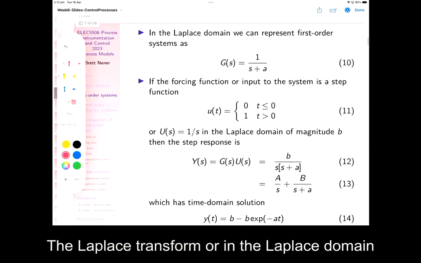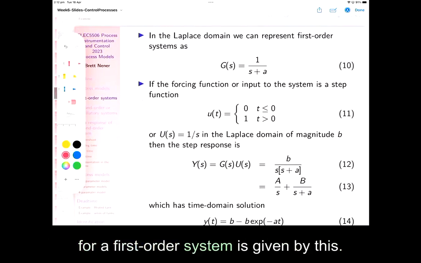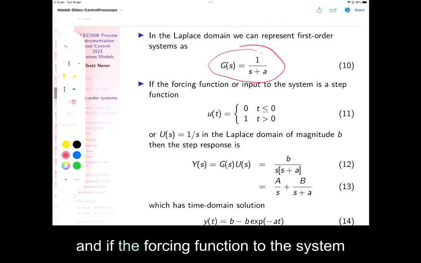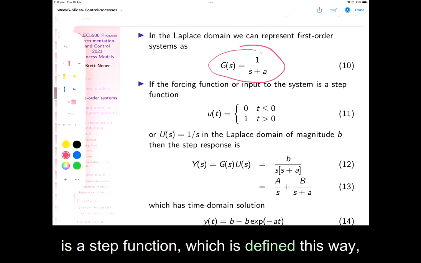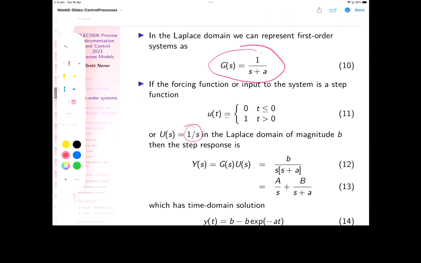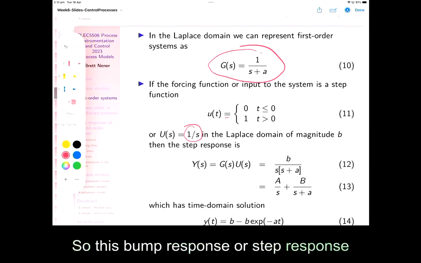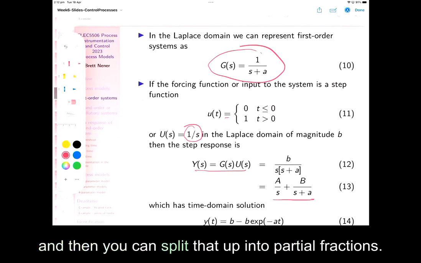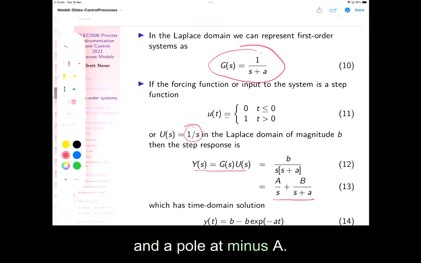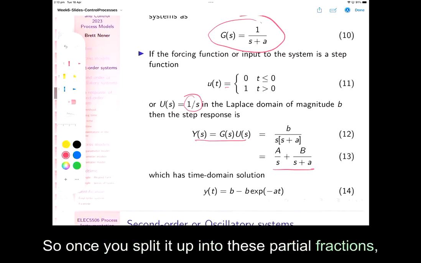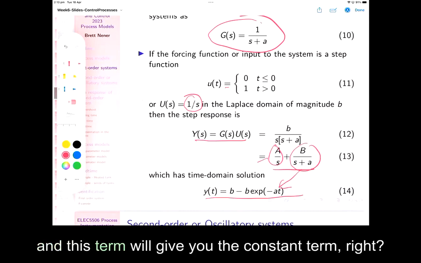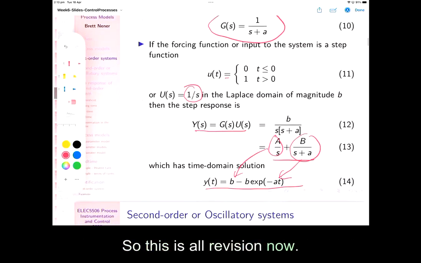The Laplace transform, or the Laplace domain representation, for a first order system is given by this. So we have a pole at minus a. And if the forcing function to the system is a step function, which is defined this way, then the Laplace transform of the step function is 1 on s. So this should be just revision for you. So this step response for your system is a product of the two, and then you can split that up into partial fractions. This says that you have a pole at 0 and a pole at minus a. Once you split it up into these partial fractions, then you can relate it to the temporal response. So this term will give you the exponential term, and this term will give you the constant term. Right? So this is all revision. All right, so that's simple.